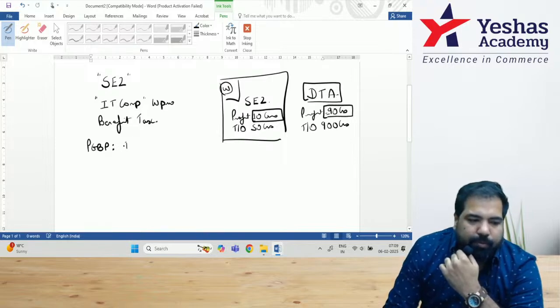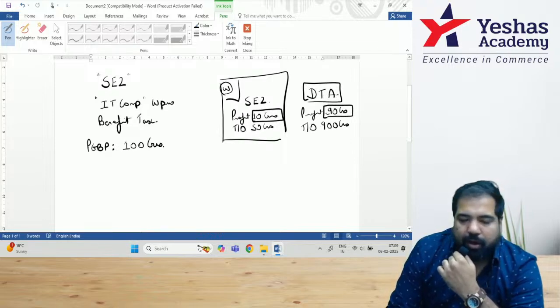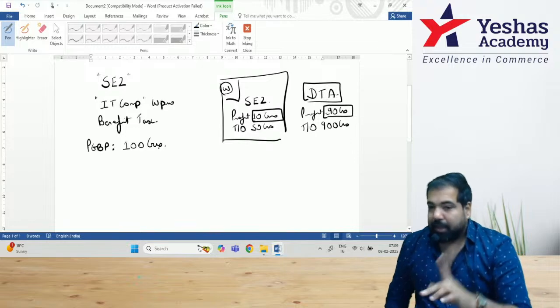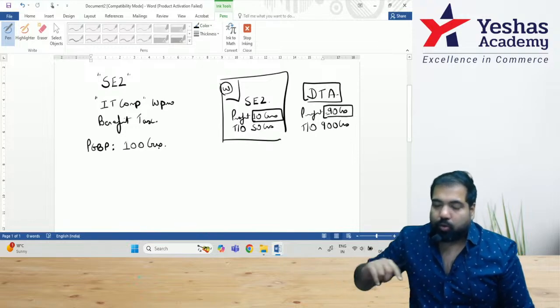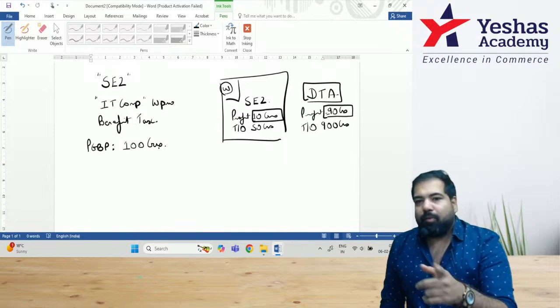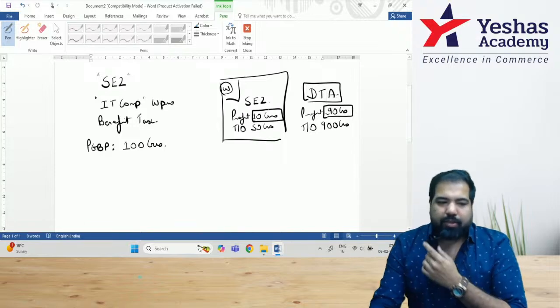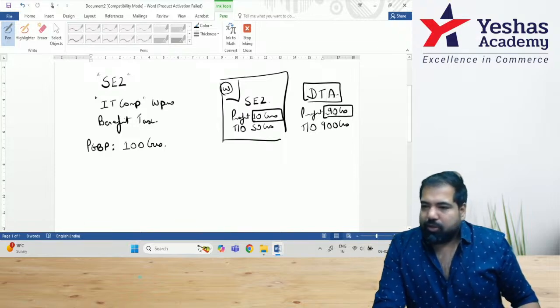So in PGBP, will the government first want to tax them on 100 crores? Yes. Guys, understand what I'm telling you. Don't go straight to deduction. The government wants to tax them on how many crores? 100. First, which unit? SEZ, then which unit? DTA.